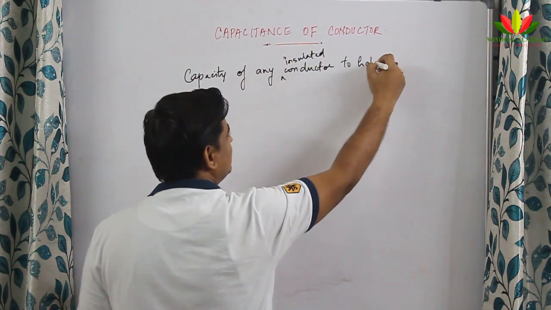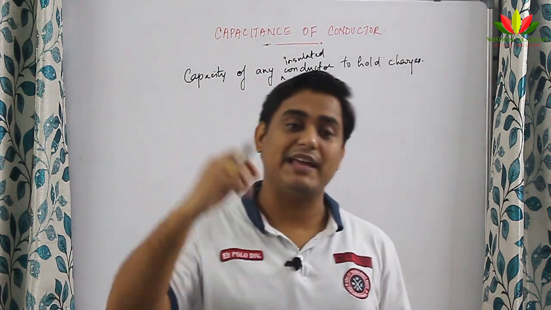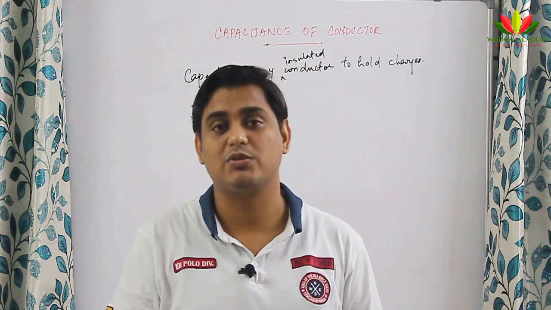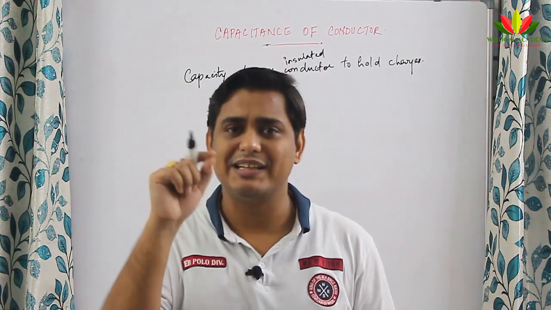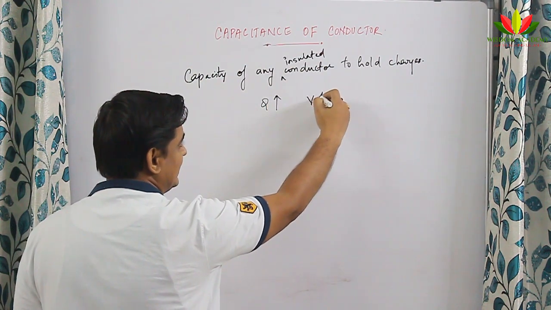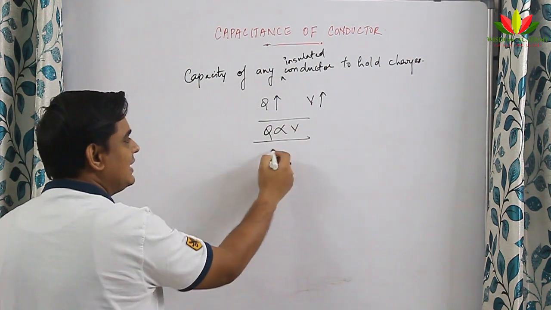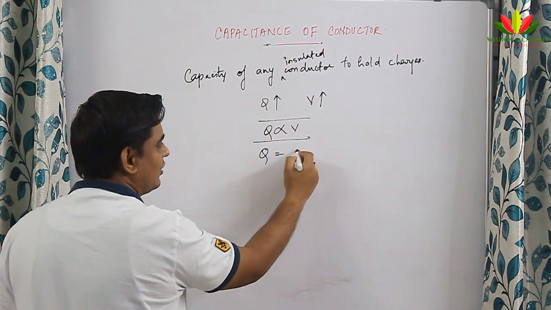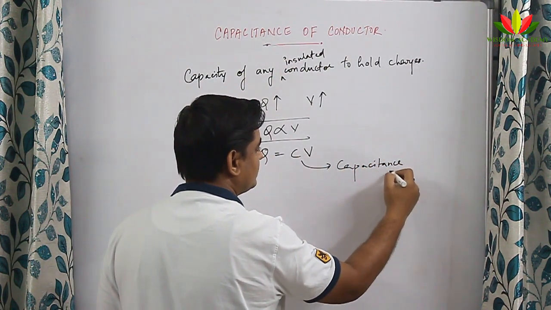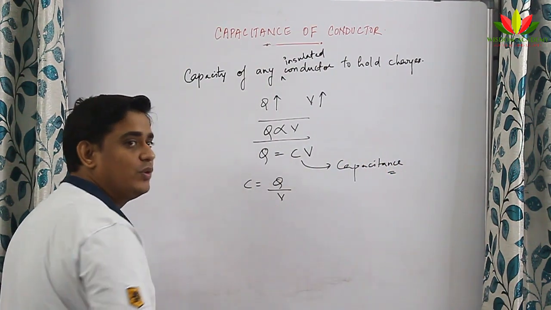to hold charges. So we know that whenever we supply charge to any conductor, it will increase its potential. Why? Because we know potential is equal to K into Q by R. So as Q increases, its potential also increases. I can write in other terms that Q is proportional to V. Since Q is proportional to V, I can remove the proportionality and add a constant, and that constant is called capacitance. So capacitance can be written as Q by V, that is charge per unit voltage.